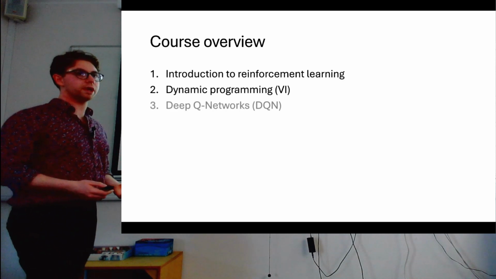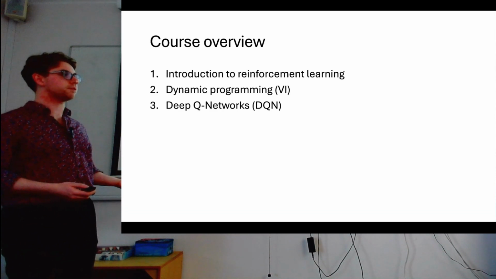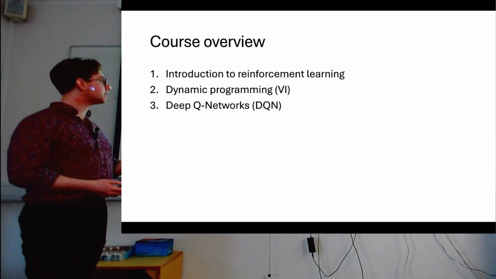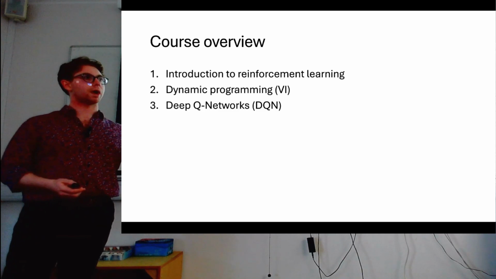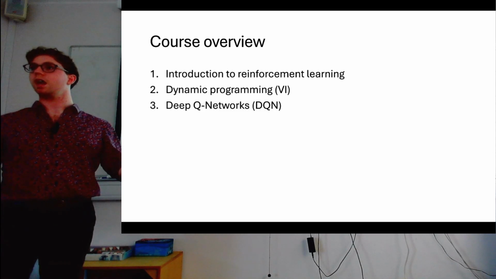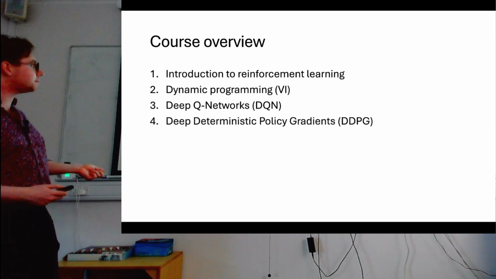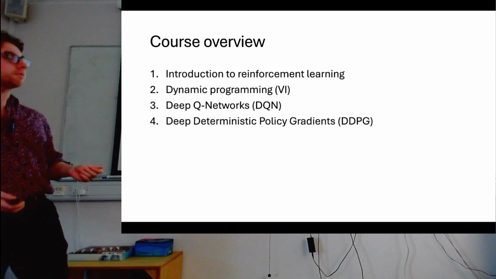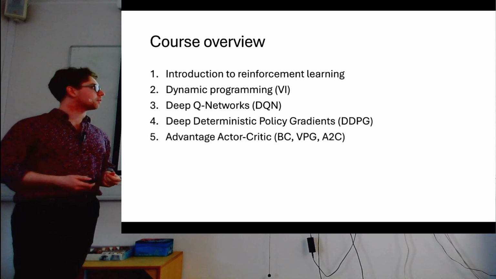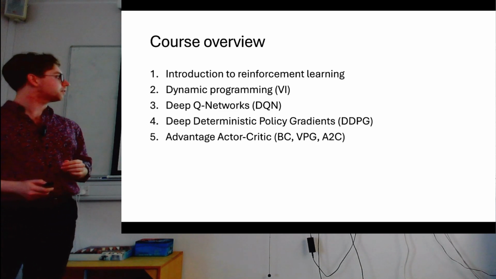Then we're going to cover deep Q networks, which historically speaking, is the first real example of deep reinforcement learning. There are some precedents, but these aren't particularly good. DQN is the first one where people realized you can use deep learning and reinforcement learning at the same time and do really, really well. Then we're going to discuss deep deterministic policy gradients, which is another algorithm, DDPG. Then we're going to cover behavioral cloning, vanilla policy gradient, and advantage actor critic in this lecture.